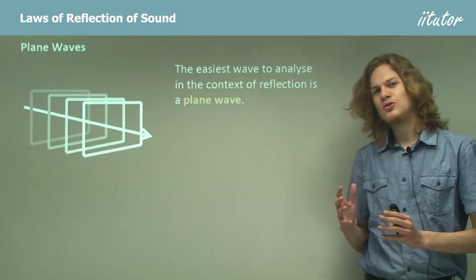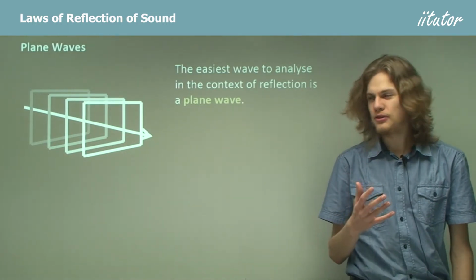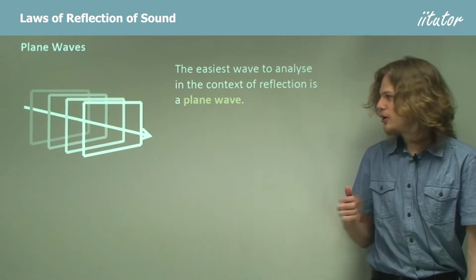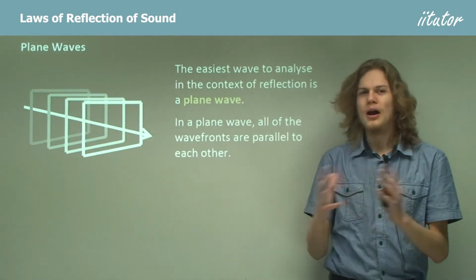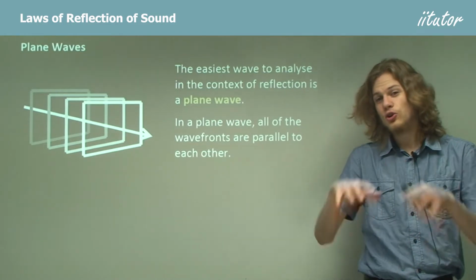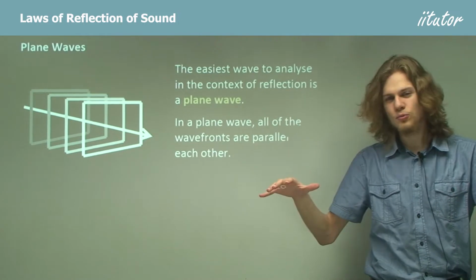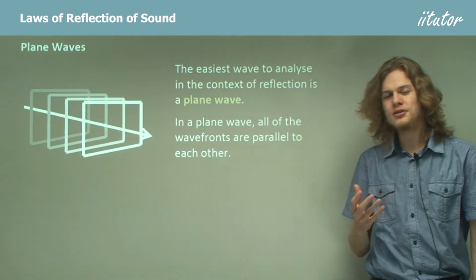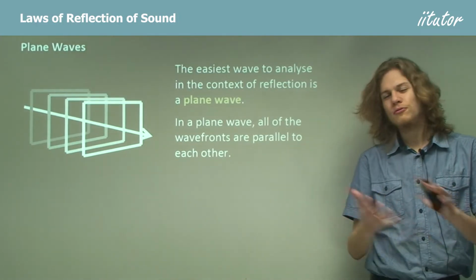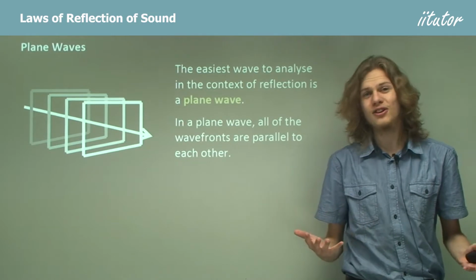Now it's easiest to analyze the reflections of waves if we treat them as plane waves. What is a plane wave? Well, it's illustrated by this diagram over here. In a plane wave, all the wavefronts are parallel. So it means that instead of having curved wavefronts that are spreading out from a single point, we have flat wavefronts, like planes. Remember that in mathematics or in science, a plane is a long, flat surface that extends for a very long distance. You might even say infinity.